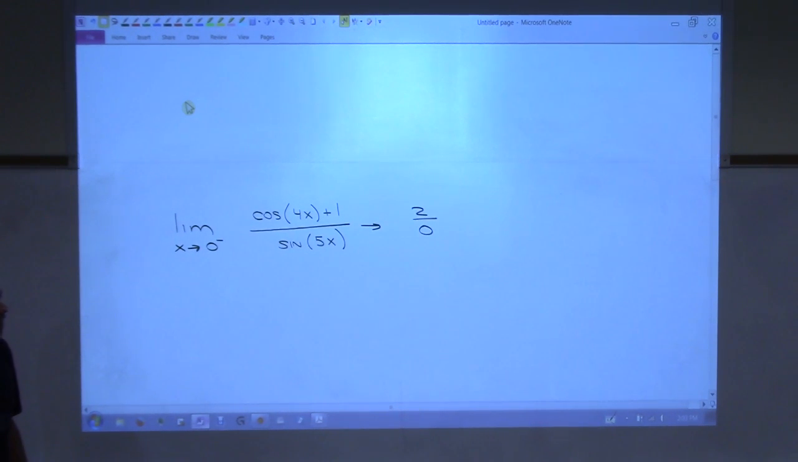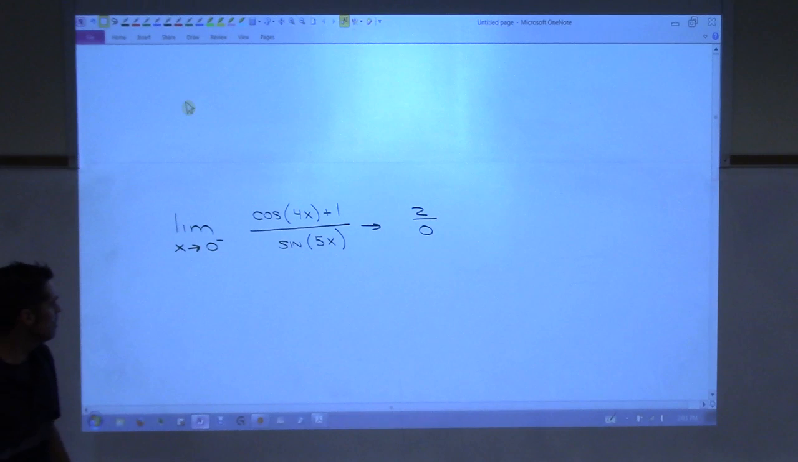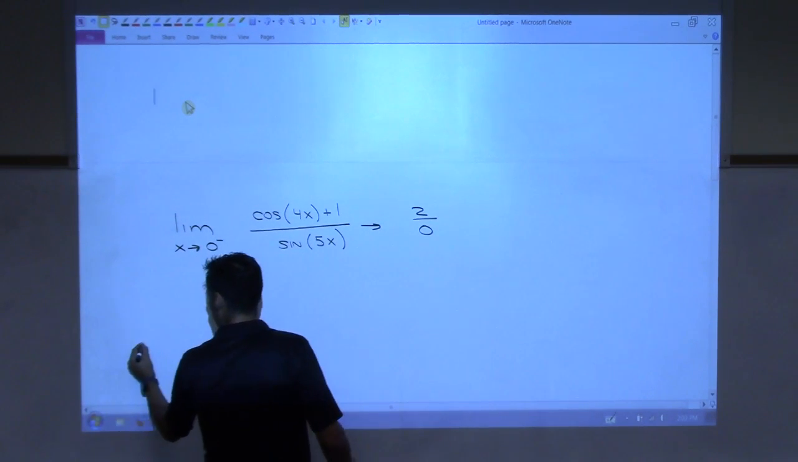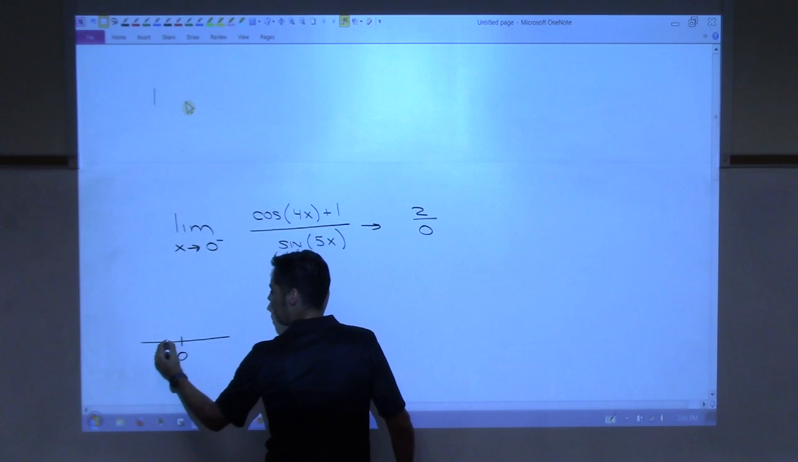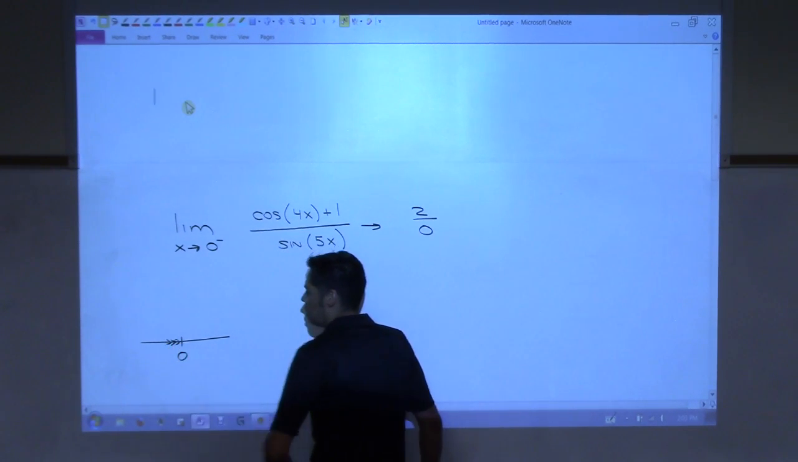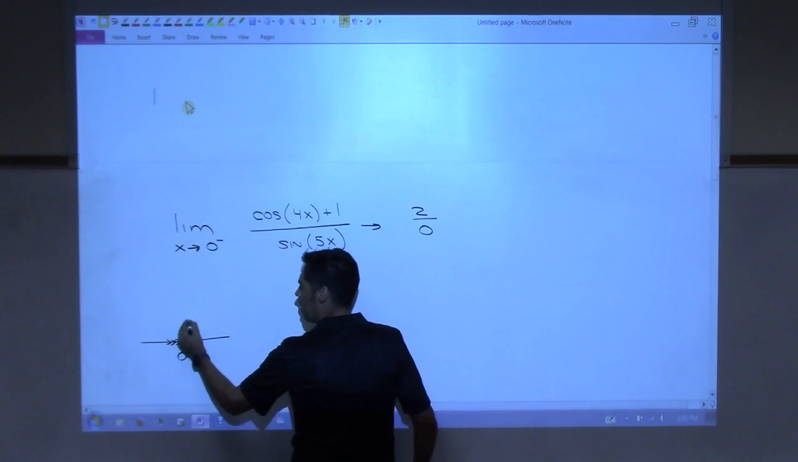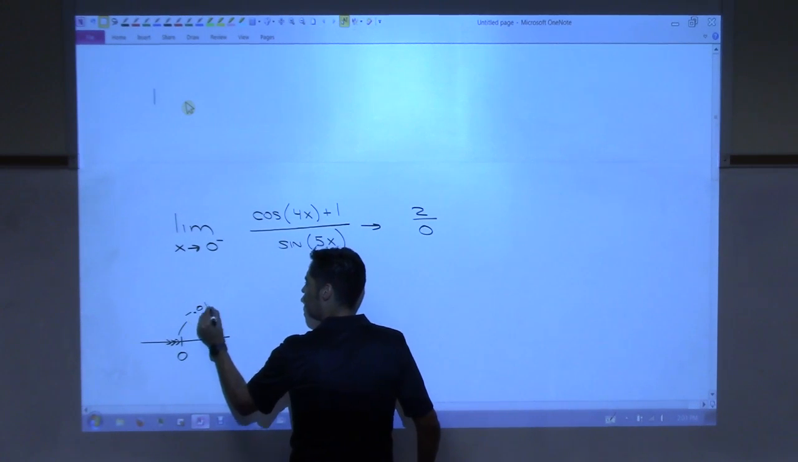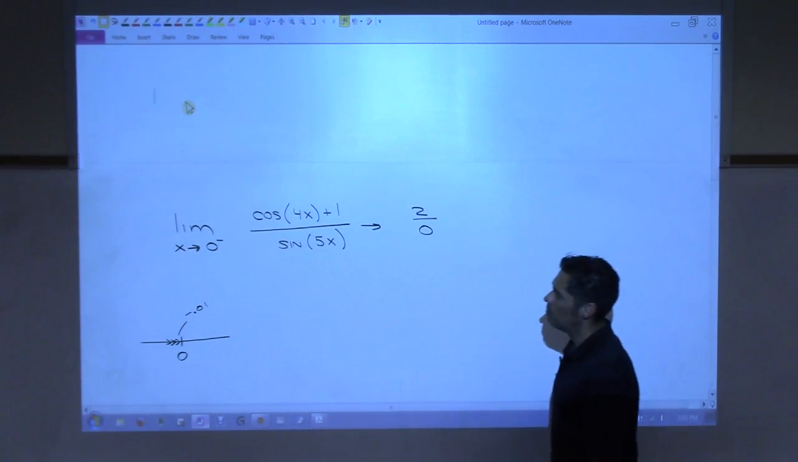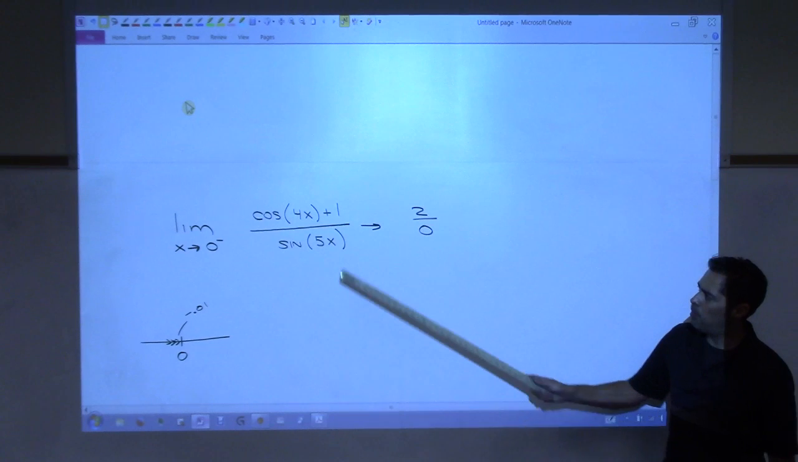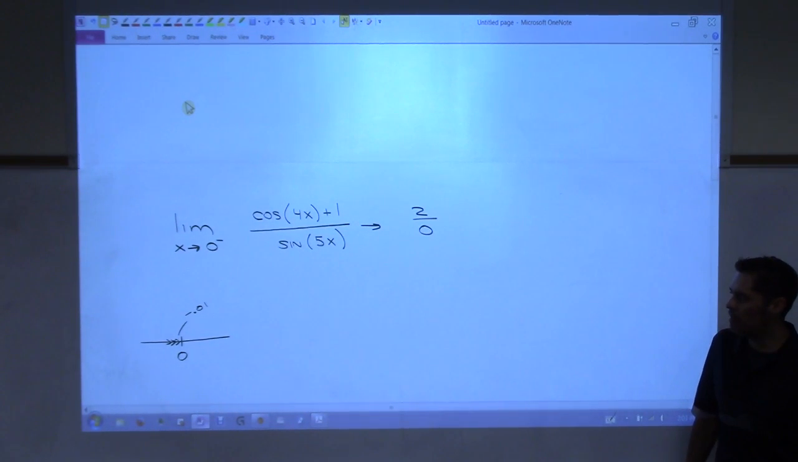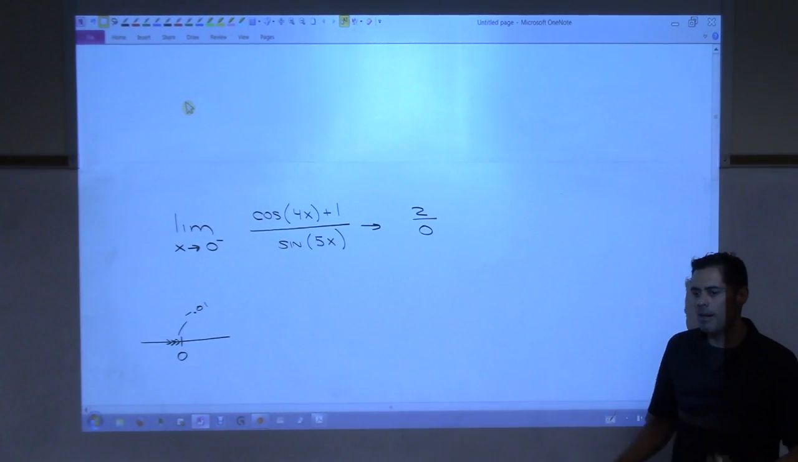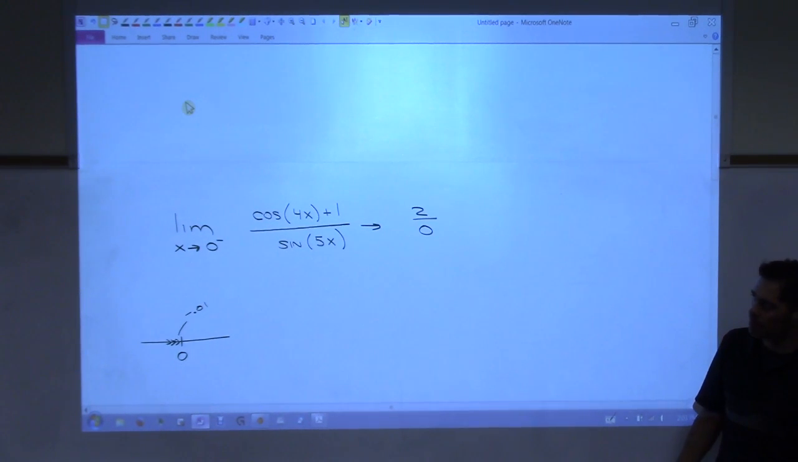All right, you ready to talk about this? Okay, I'm approaching 0 from the left, so I'm coming in this way. So I could take a little small negative number like negative 0.01, and then I could start plugging it in and figuring out what happens. Which means I probably need to get my calculator out, but I'm going to do it without a calculator though.